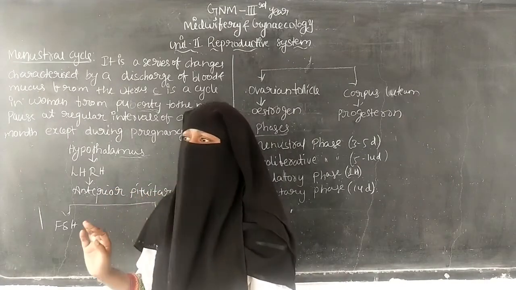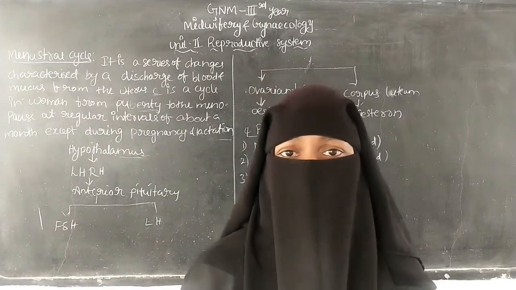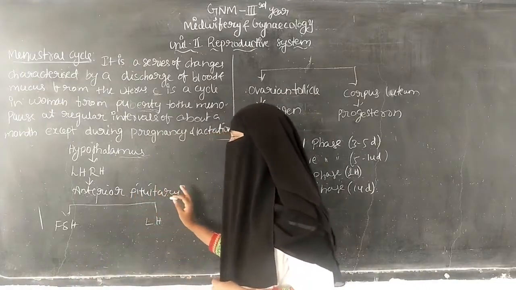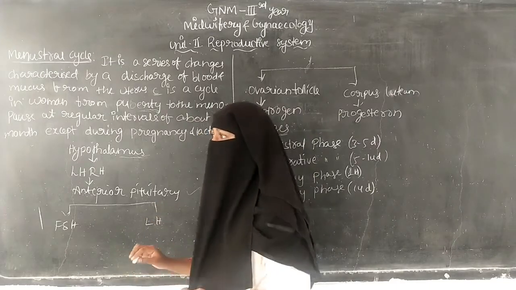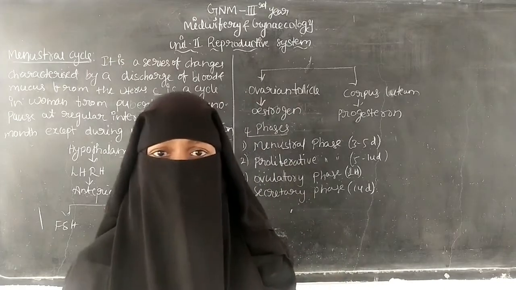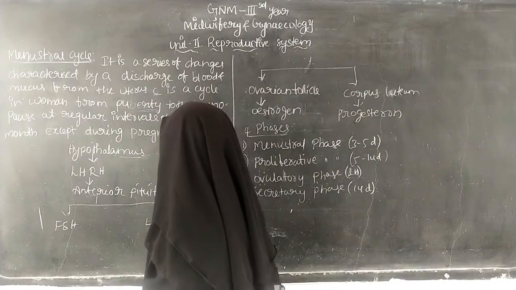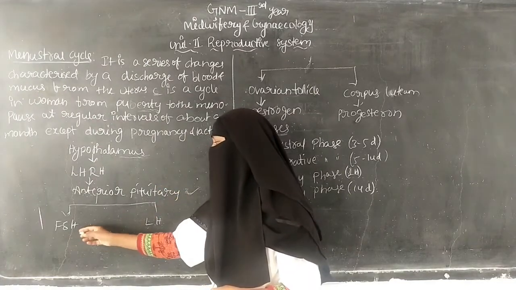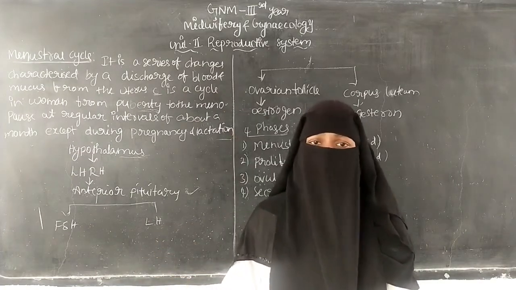The anterior pituitary is situated in the brain below the level of the hypothalamus. It is a pea-shaped gland. From the anterior pituitary gland, follicle stimulating hormone and luteinizing hormone are secreted.